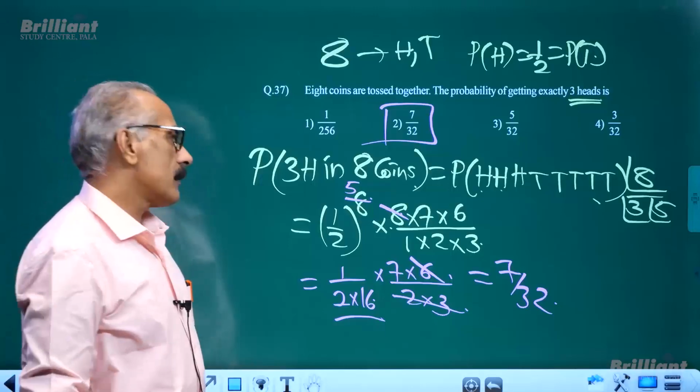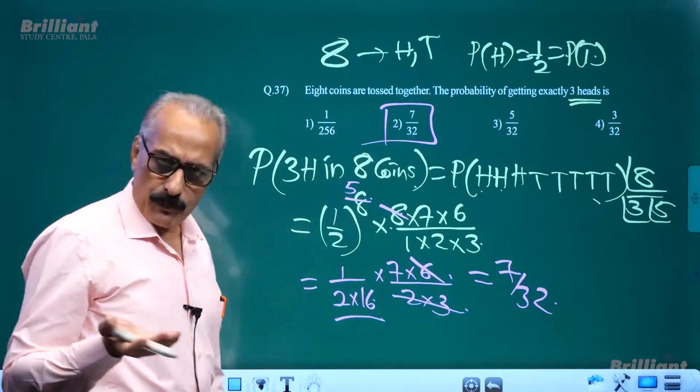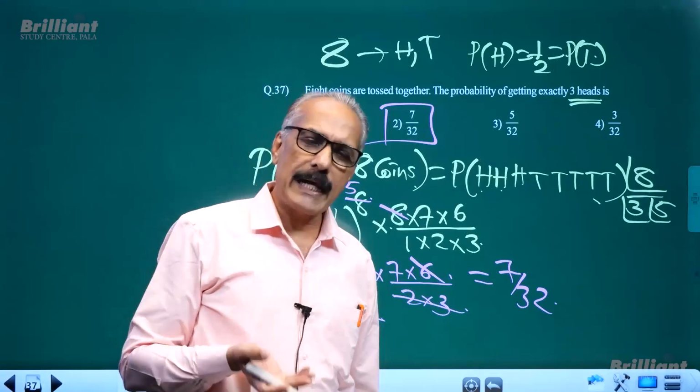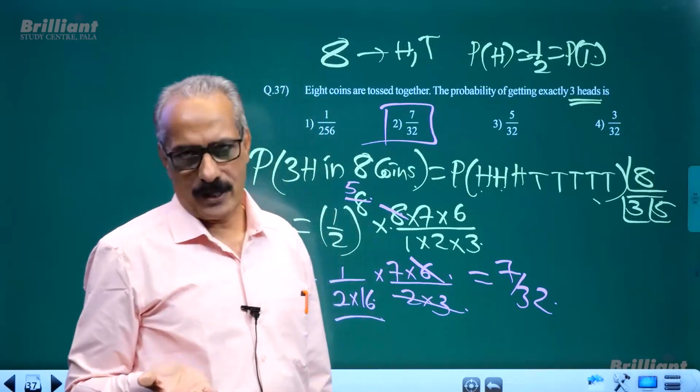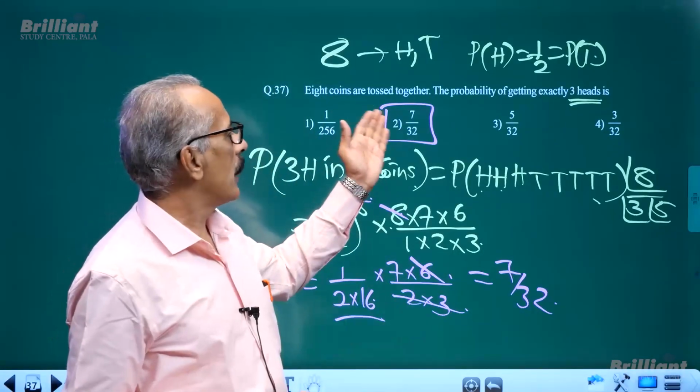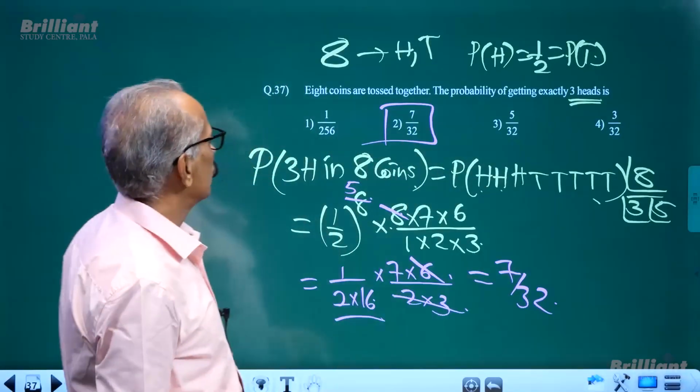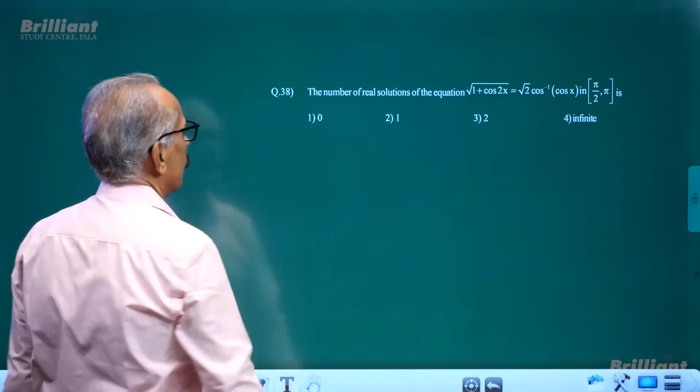Alright, there is another way also. You can use binomial distribution: nCx, p raised to x, q raised to n minus x. For a coin, head and tail, it will become (1/2) raised to n, where n is 8. So (1/2) raised to 8 into 8C3. That way also you can solve. Now on to the next question.